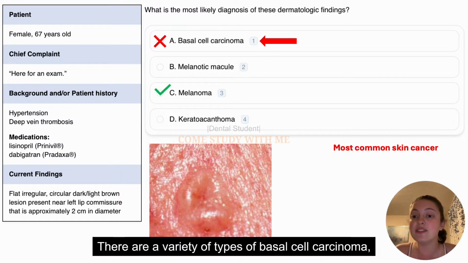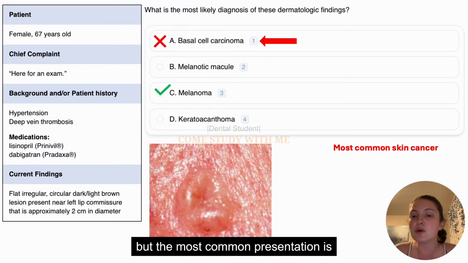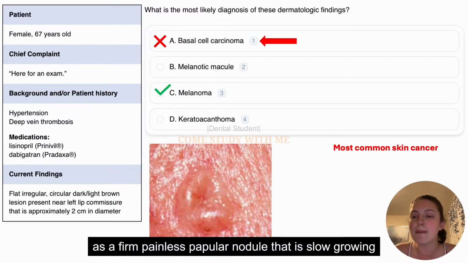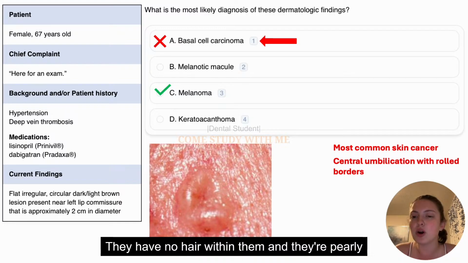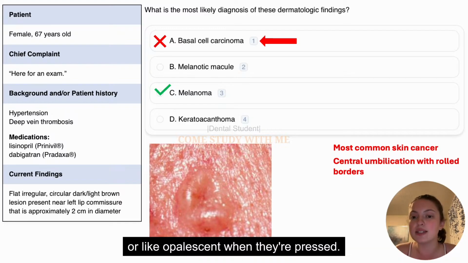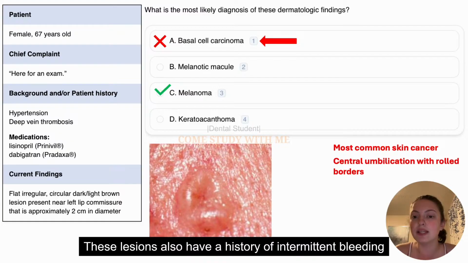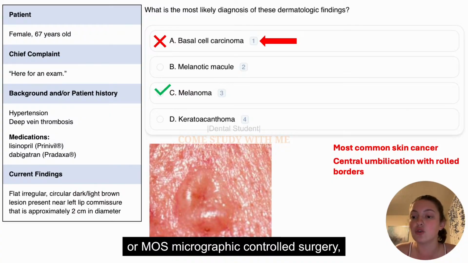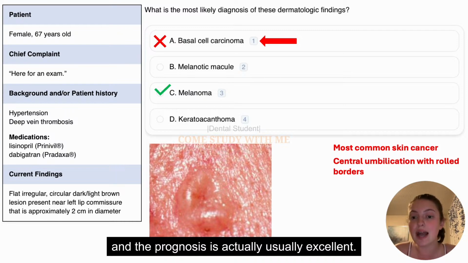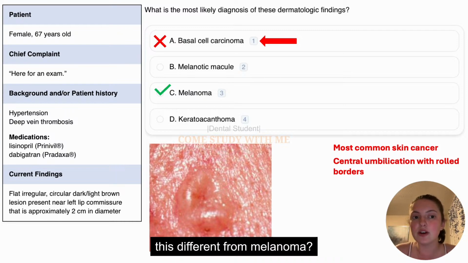location. There are a variety of types of basal cell carcinoma, but the most common presentation is as a firm, painless papular nodule that is slow growing and has a central umbilication. This lesion often ulcerates and has rolled borders. They have no hair within them, and they're pearly or opalescent when pressed. These lesions also have a history of intermittent bleeding and then healing, making the patient think that they've scratched the lesion. This is treated via scalpel excision, radiation therapy, or Mohs micrographically controlled surgery, and the prognosis is actually usually excellent.